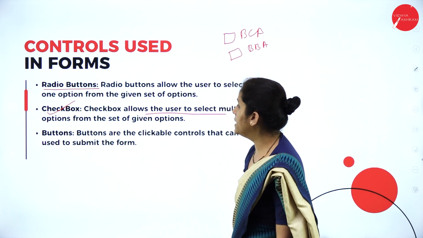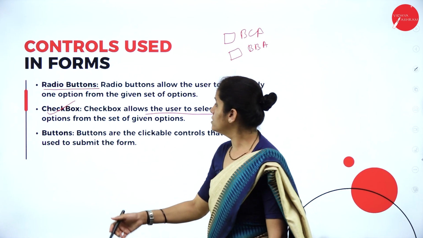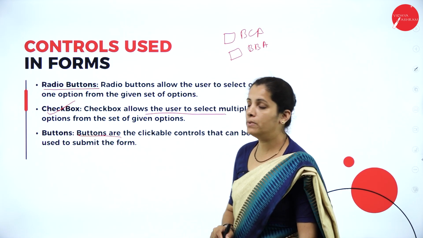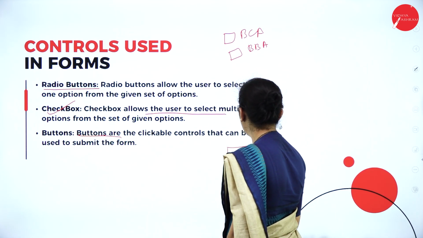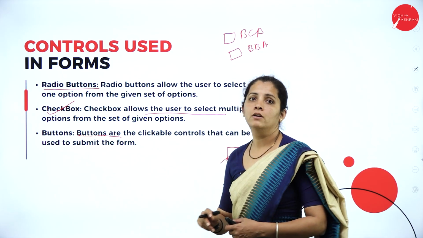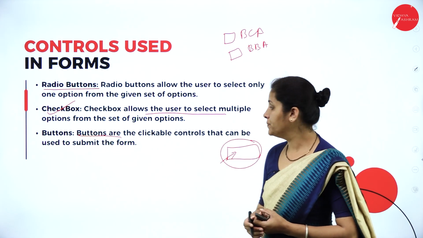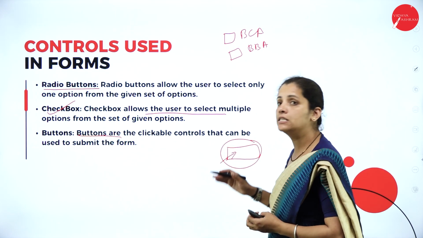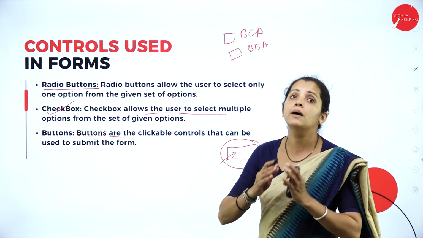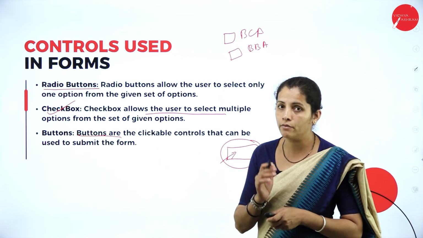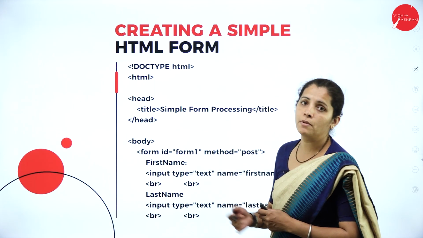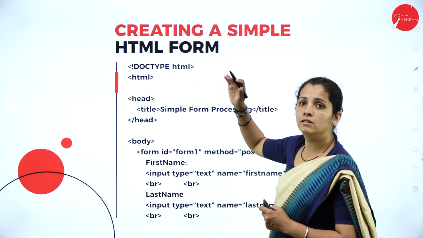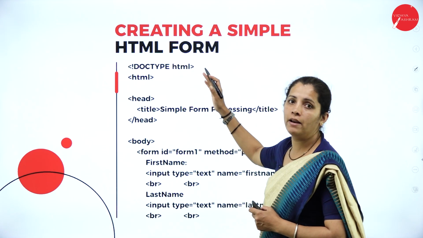Then what about submit? That is nothing but the button. Buttons are clickable components. When I press the button, what's going to happen? The event is going to trigger, and this button is responsible for submitting the form to the server. Okay, fine. These are some of the controls. Now let's create a simple HTML form.